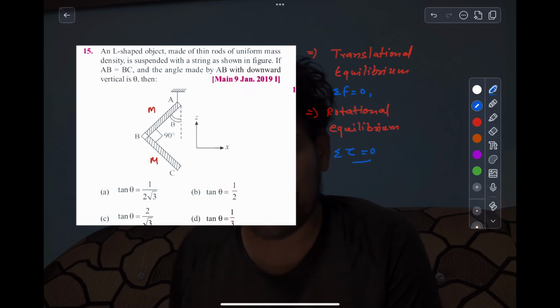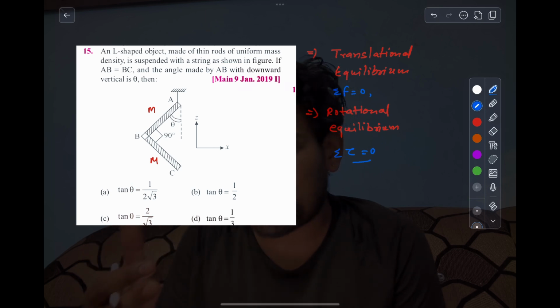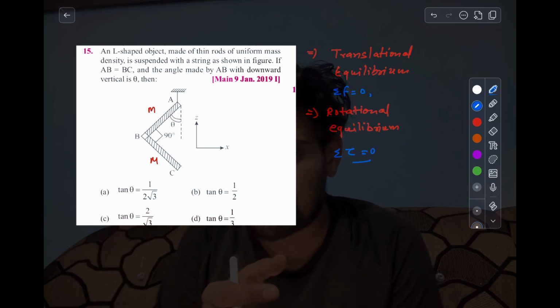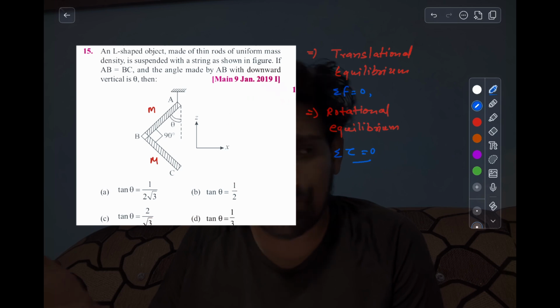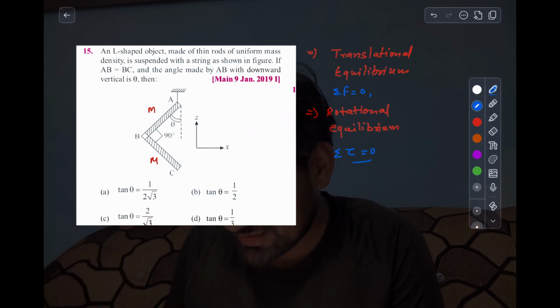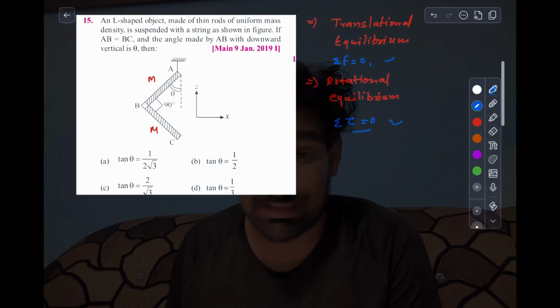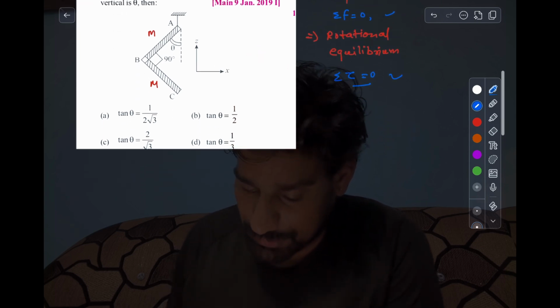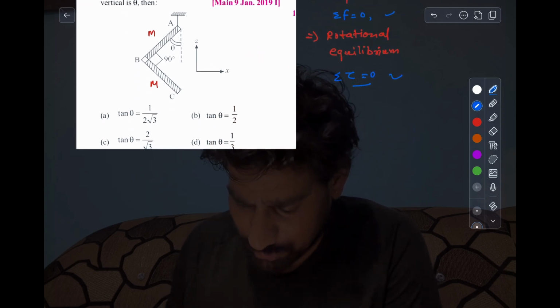Now the net torque is zero about any axis of rotation you take. It is not necessary to take just the hanging point; you can take anywhere. About that axis the net torque must be zero on this object. So using these two conditions, we are going to find the tan theta relation for this question. Let me just draw it again.